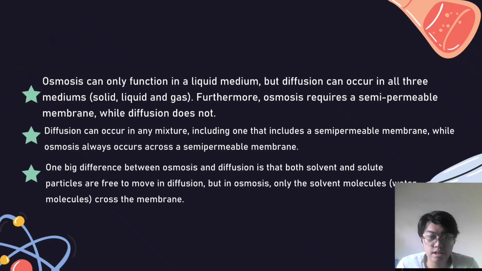Osmosis can only function in a liquid medium, but diffusion can occur in all three mediums: solid, liquid, and gas. Furthermore, osmosis requires a semi-permeable membrane, while diffusion does not. Diffusion can occur in any mixture, including one that includes a semi-permeable membrane, while osmosis always occurs across a semi-permeable membrane. One big difference between osmosis and diffusion is that both solvent and solute particles are free to move in diffusion, but in osmosis, only the solvent molecule, the water molecule, crosses the membrane.